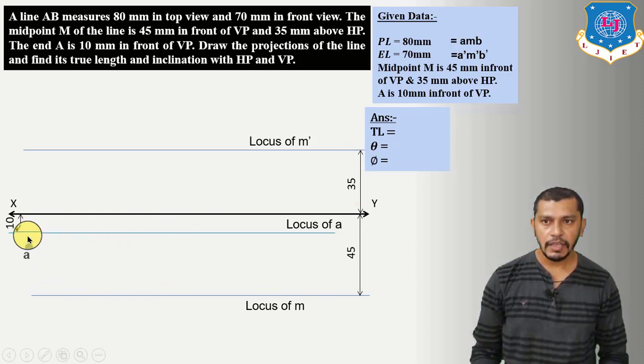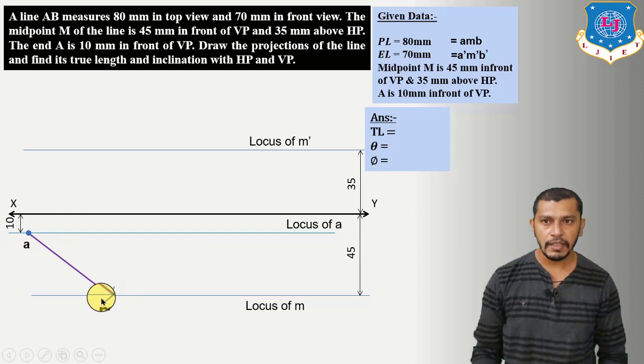So if we mark A on the locus of A, and if we give an arc on the locus of M having length equal to 40 mm, we will get the plan of point M. So from A as a center and radius equal to 40 mm, which is the distance between the plan of A and plan of B, give an arc on the locus of M.